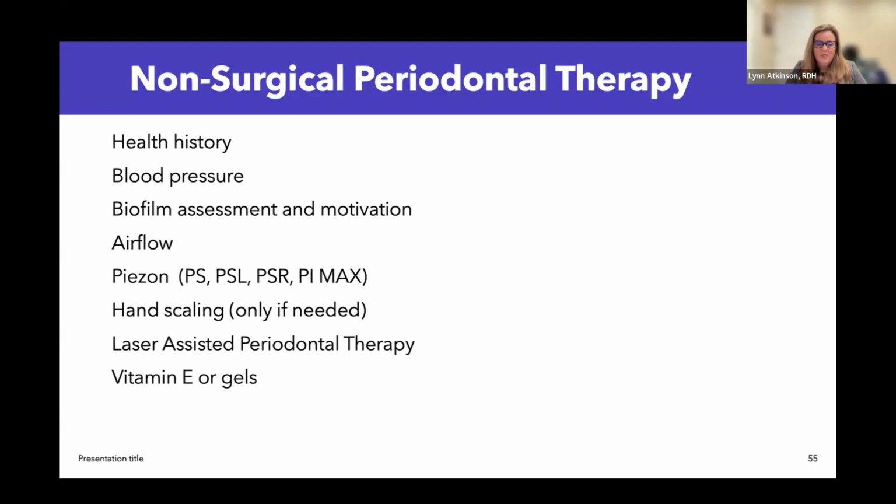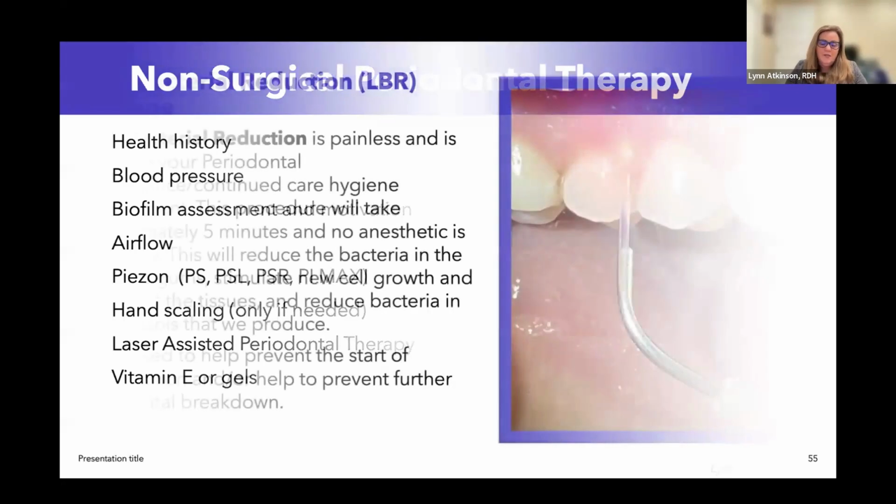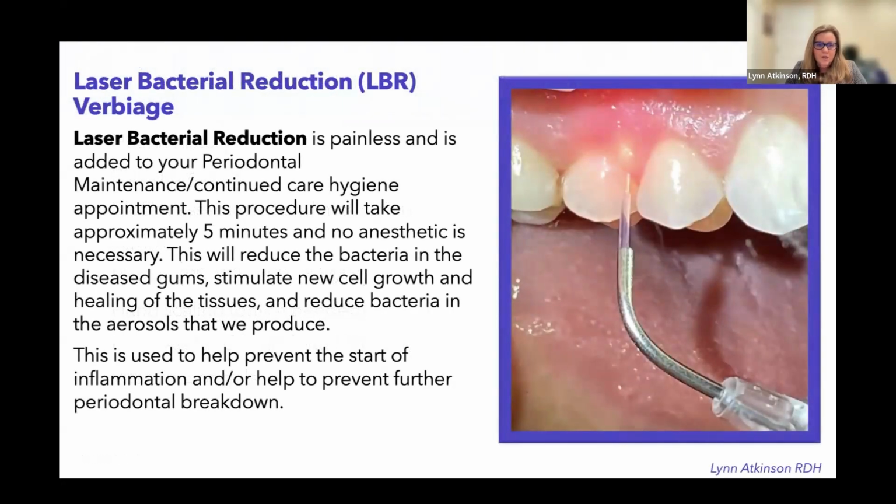I kind of left out the anesthetic. And then your laser assisted periodontal therapy. And then you can apply either vitamin E or any gels, things like Perioscience or Stella Life, things like that you can put on there to help that immune system.